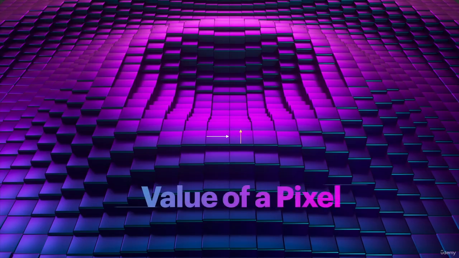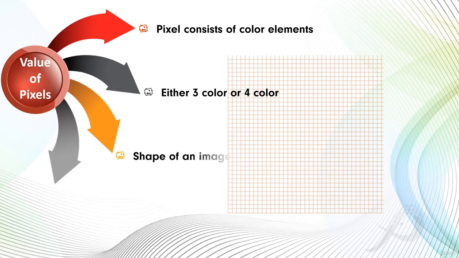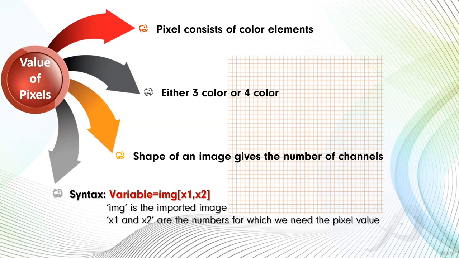The third operation is finding the value of a pixel. A pixel consists of color elements which makes up an image. So as we know, an image is either 3 or 4 color. Just to recall, the shape operation gives us the number of channels. So to get a value of a pixel, we will have to mention the position of the pixel. The position will take in two values, which is the x as well as the y position.